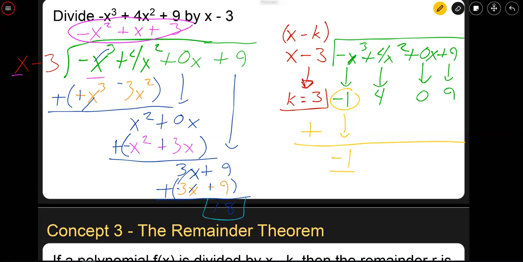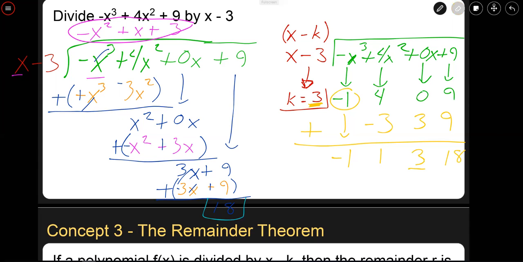Once I've done that, synthetic division becomes a series of multiplying and adding. So negative 1 times positive 3 is negative 3. Then I add 4 plus negative 3 gives me positive 1. I then take the positive 1 times the positive 3 over there for k. Again, I get positive 3. 0 plus 3 is 3. And then finally, 3 times 3 is 9. 9 plus 9 is 18.